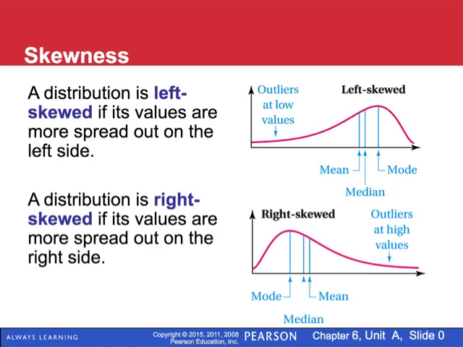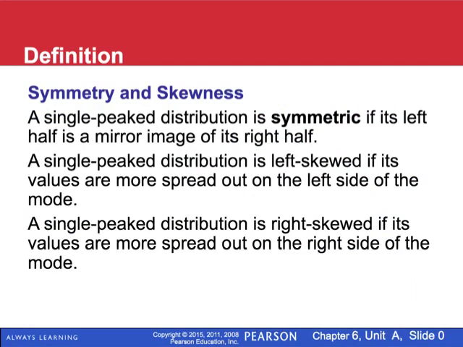Another way to think about that is to see that there is a tail to the left, so it's left skewed. The other one has a tail to the right, so it's right skewed. When you want to talk about which way it's skewed, you look at where the tail of the distribution is.